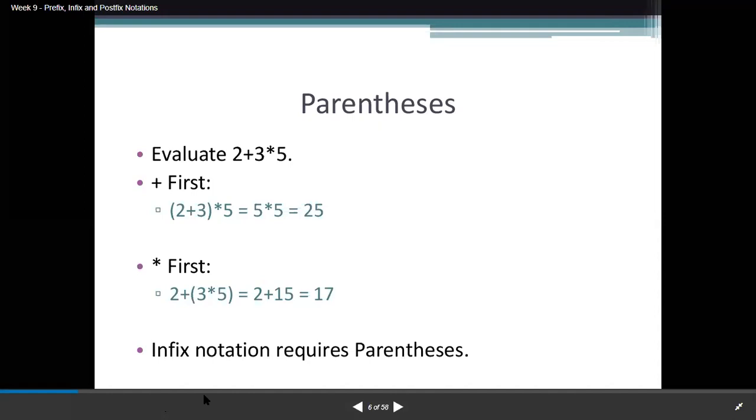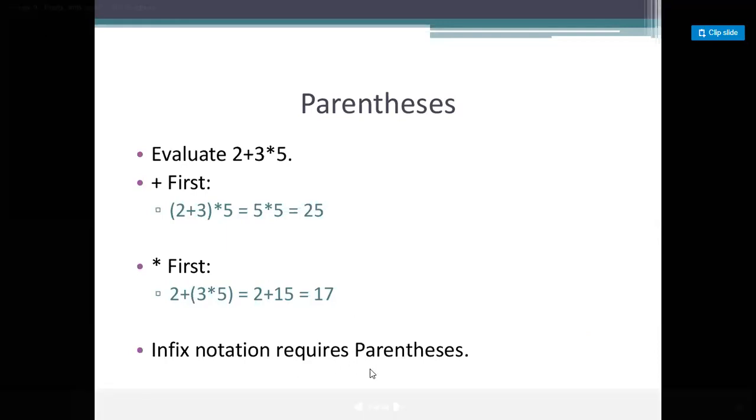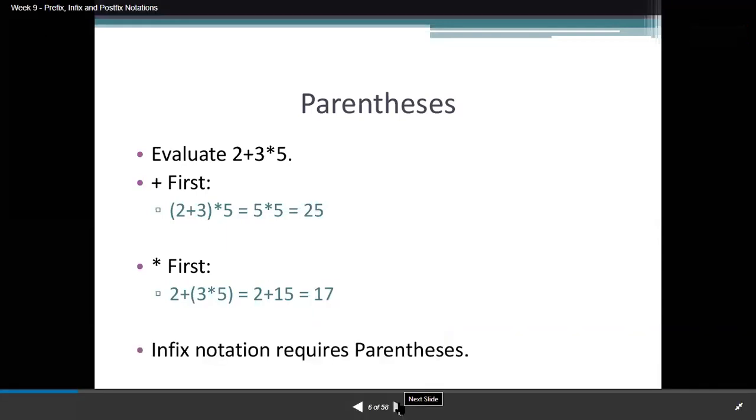Okay, I think he made a mistake. So infix notation actually needs parentheses. Normally we use a formula: the brackets will be the highest priority, then division, then multiplication, then addition and subtraction. But apart from that, if you want to change the order, we have to use parentheses.